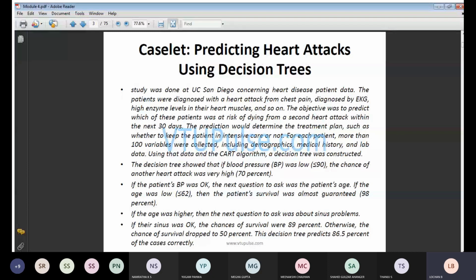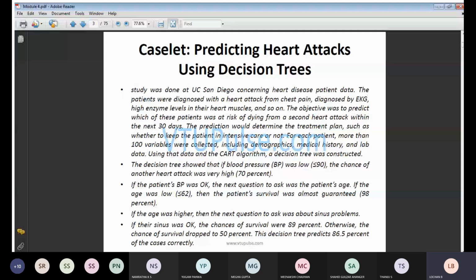If the age was higher, then the next question was about his sinus problems. So other problems they have to check. If the sinus was okay, the chance of survival was 89%. Otherwise, the chance of survival dropped to 50%. The decision tree predicts 86.5% of these cases correctly.